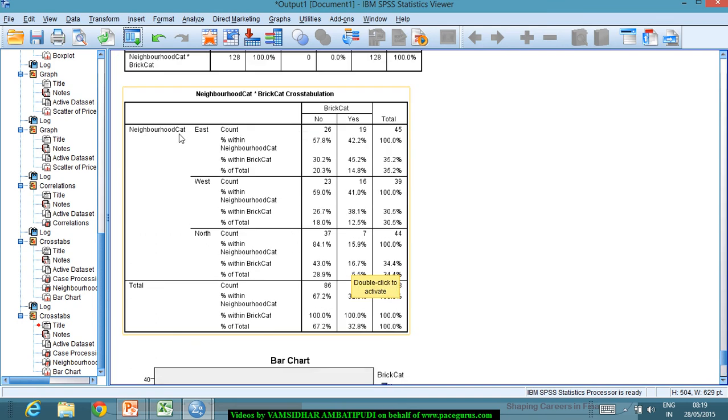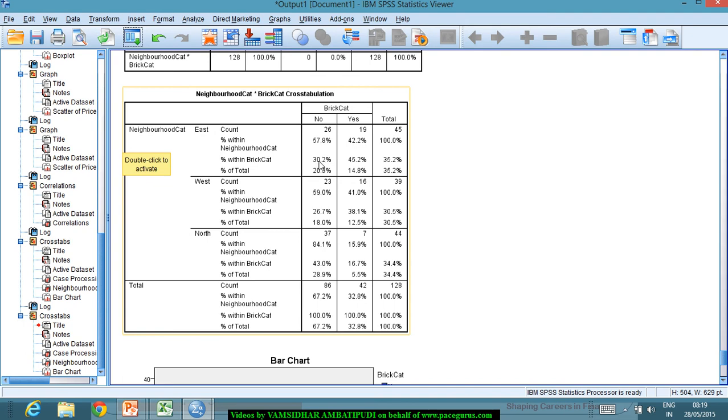Okay, neighborhood category versus the brick. You see here 57.8, 42.2. Right, in East, 57.8% of the houses don't have bricks, whereas 42.2% of them have bricks. And if you are talking about this, out of the total bricks, 30.2% of them out of the total non-bricks.